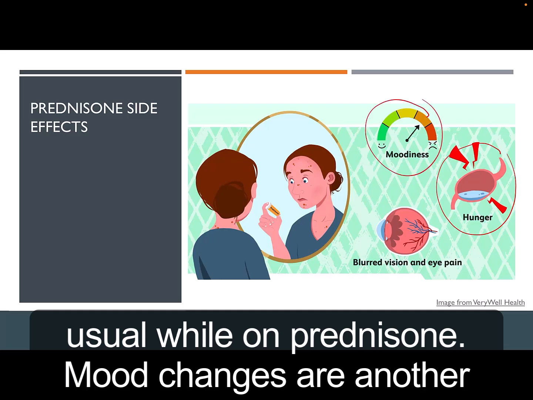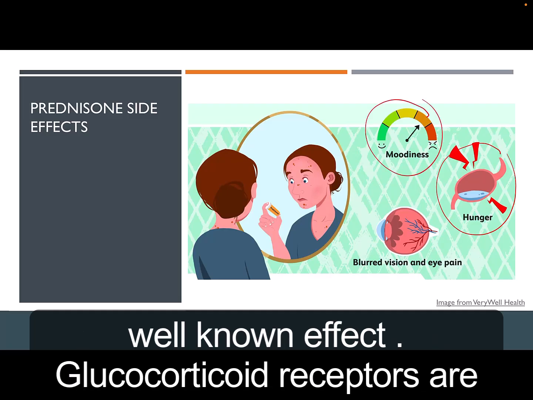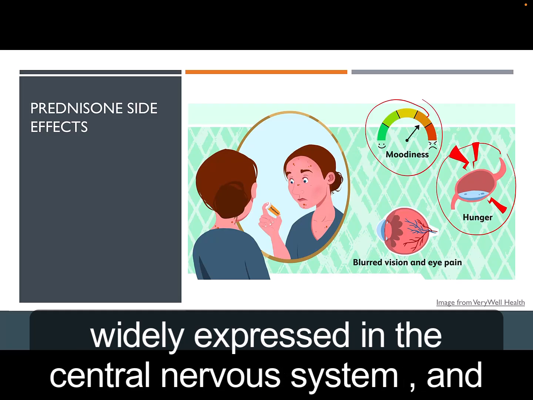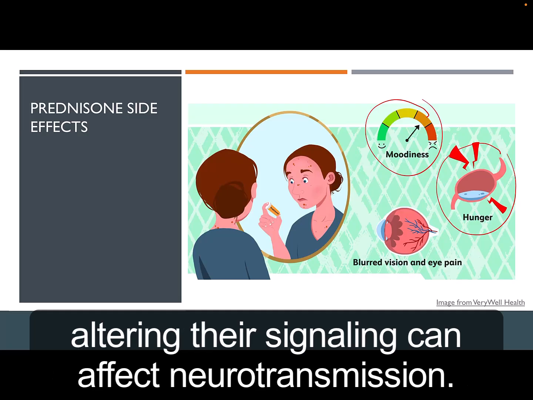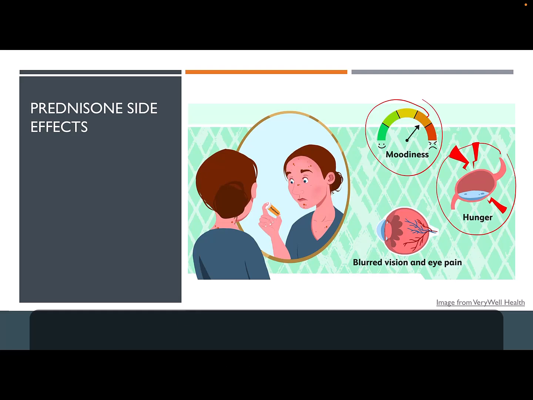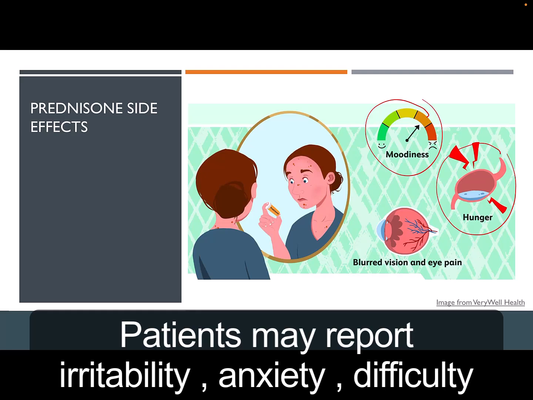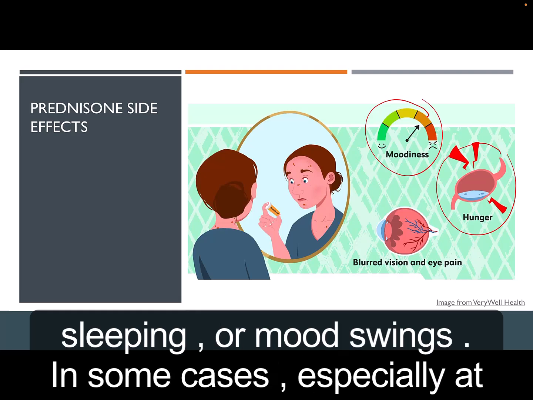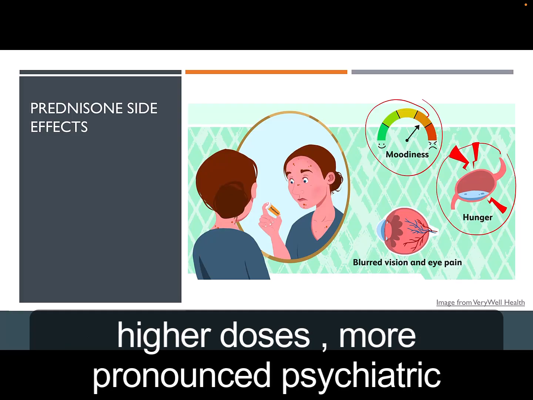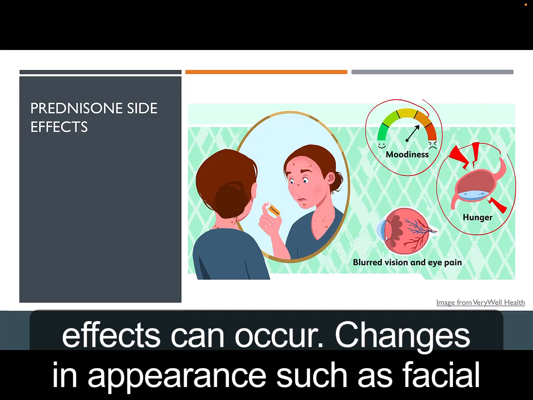Mood changes are another well-known effect. Glucocorticoid receptors are widely expressed in the central nervous system, and altering their signaling can affect neurotransmission. Patients may report irritability, anxiety, difficulty sleeping, or mood swings. In some cases, especially at higher doses, more pronounced psychiatric effects can occur.